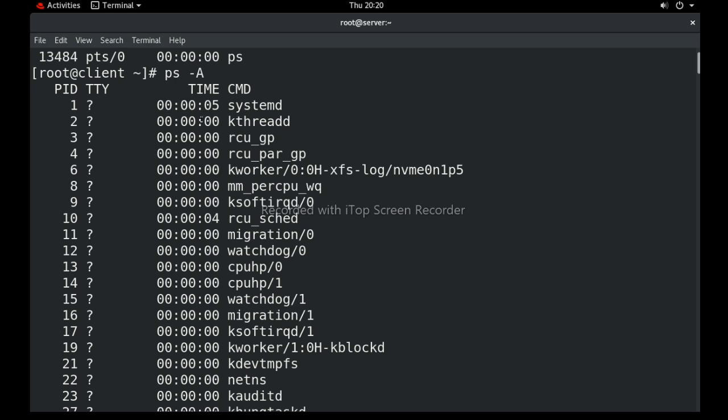As you can see from this output, the systemd is the very first process. In Linux operating system, the systemd process is considered as the system initialization process. This process is responsible for initializing all other processes and services in the operating system.